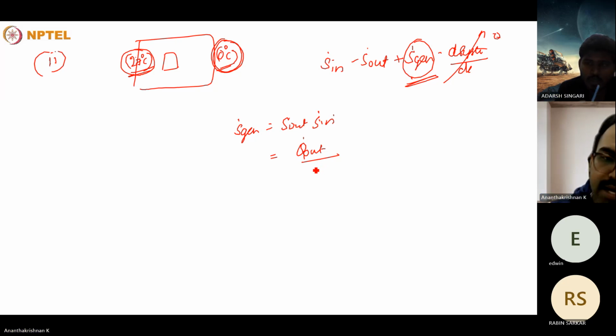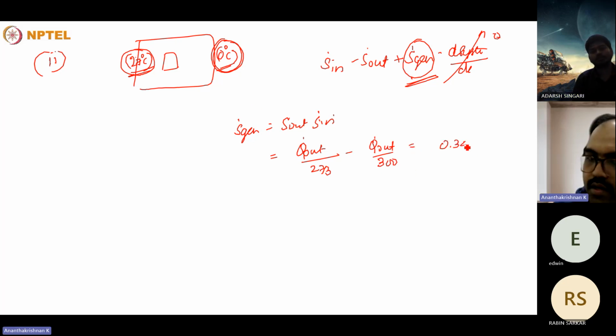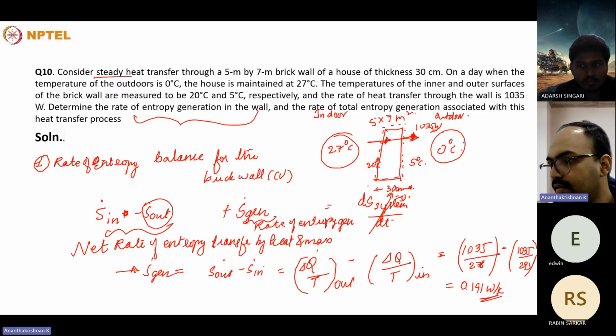So it will be 273 Kelvin here, and here it will be 300 Kelvin corresponding to 27 degrees Celsius. That will give us 0.341 watt per Kelvin. So that is a basic difference that needs to be accounted for while solving these kinds of problems.